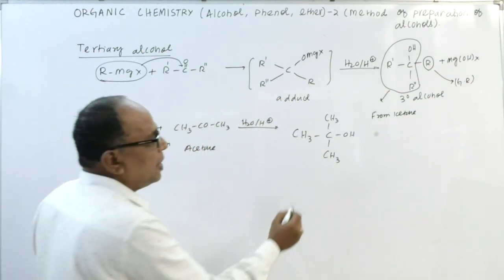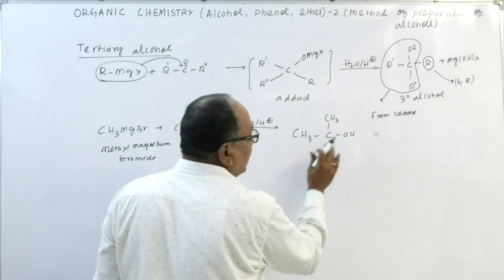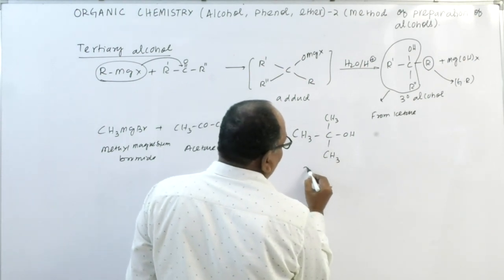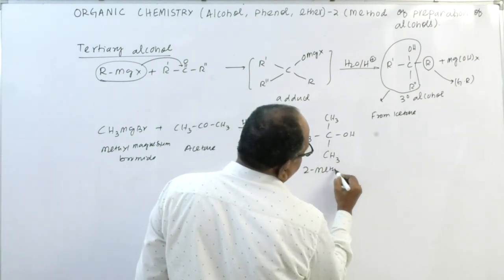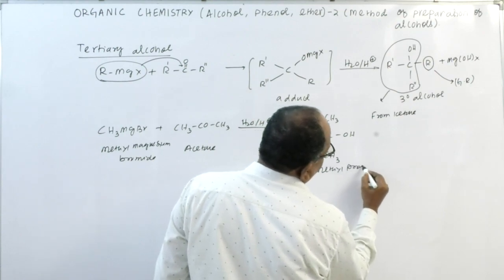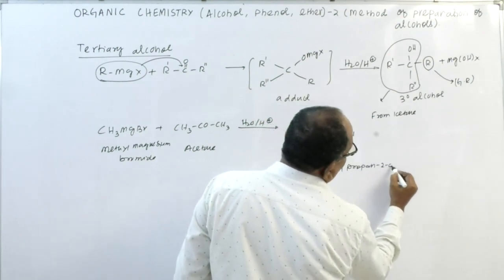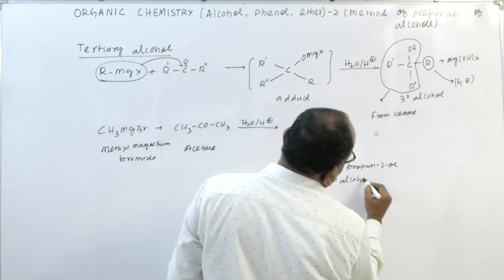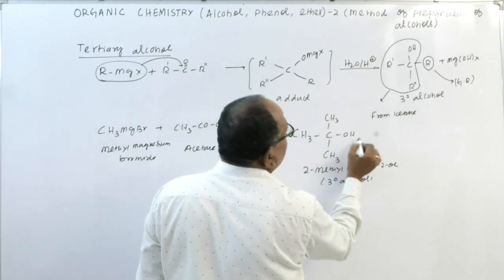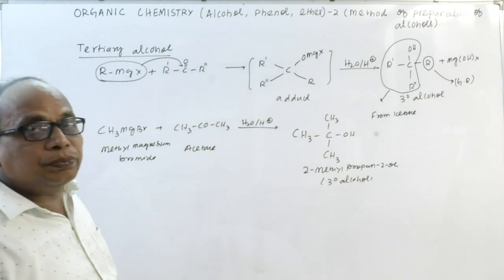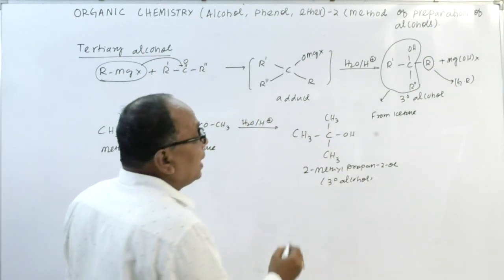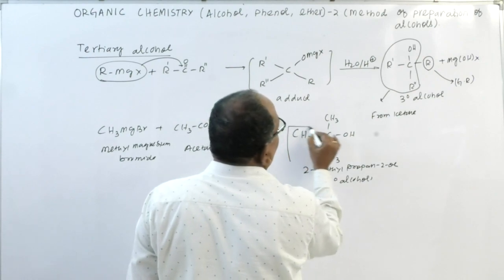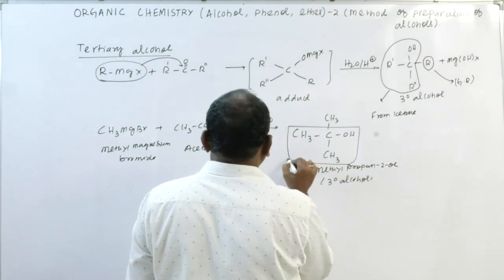Okay, I will write the name. This is 2-methylpropan-2-ol, a tertiary alcohol. Why tertiary? Because of the presence of the COH group. And this is the tertiary alcohol, and this part comes from your ketone.